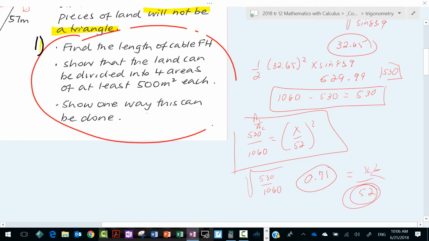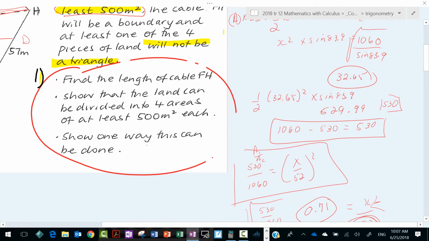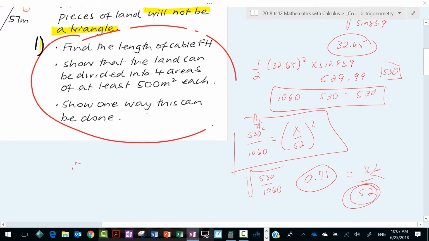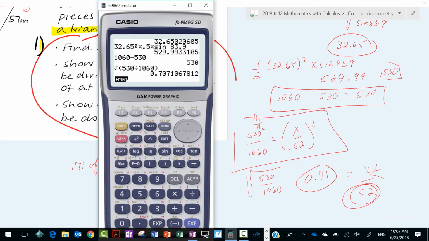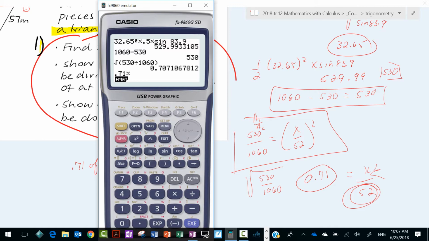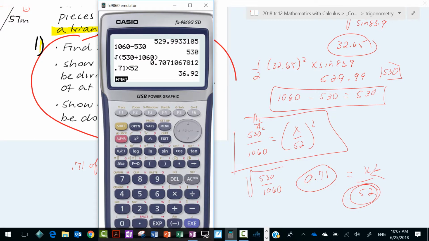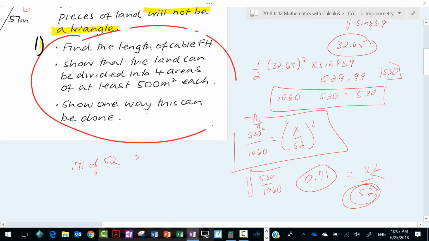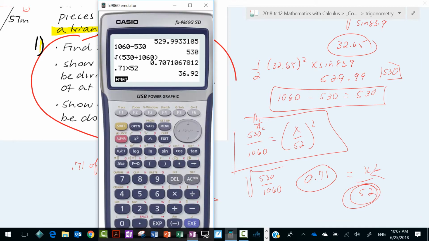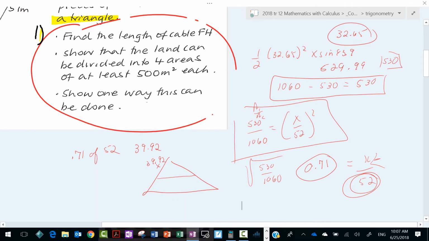So why don't I just take 0.71? I don't have to do that every single time. So why not take 0.71 of 52? And that's 36.92. So now I'm saying that this smaller triangle here, this side is 36.92. Is that what my calculator said? 36.92. And then I have to find this side.